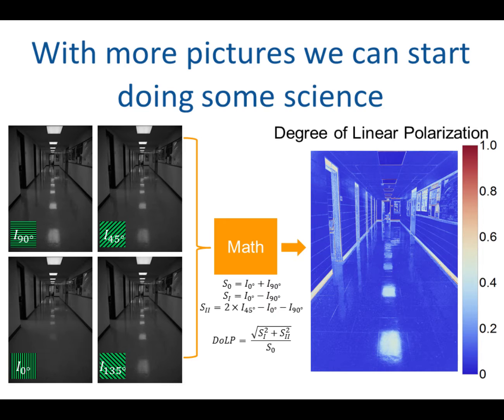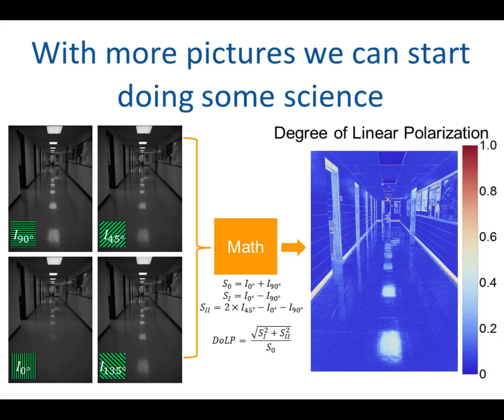So if we take these photos and do some math on them, and the math is described in these equations here, we can get what's called a degree of linear polarization photo. So now, instead of looking at how bright something is, we're looking at how linearly polarized something is. So blue things aren't very polarized at all, and red things are extremely polarized.